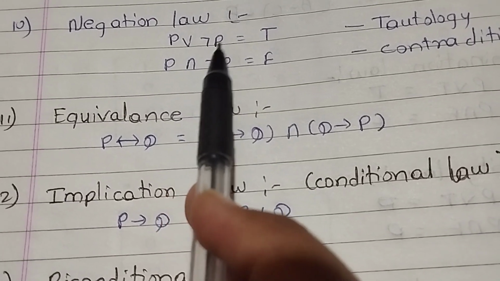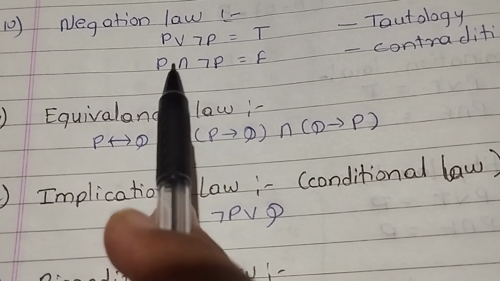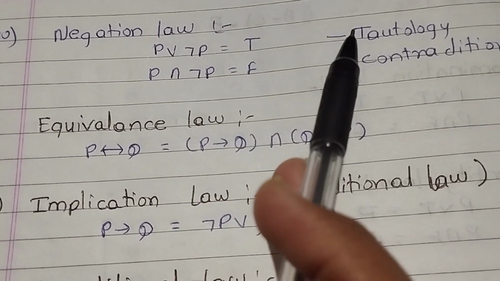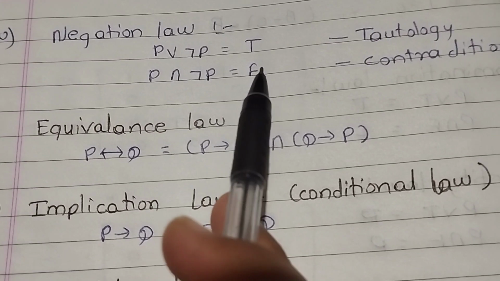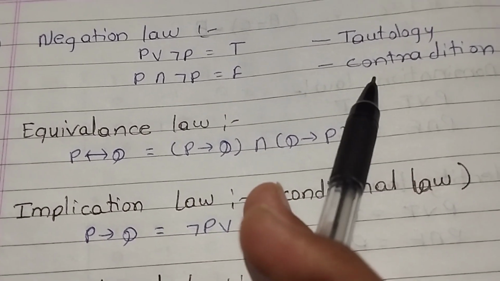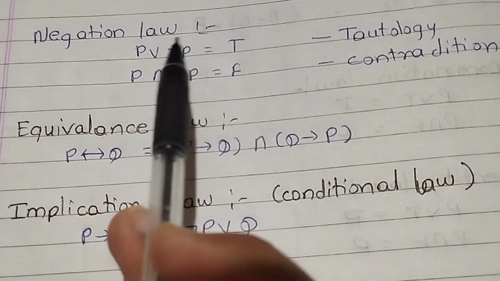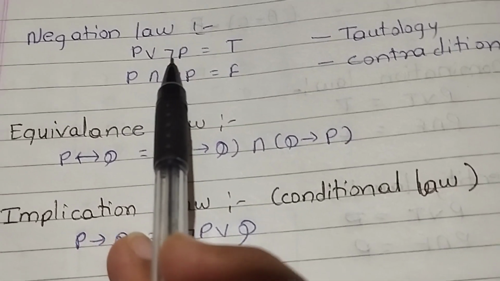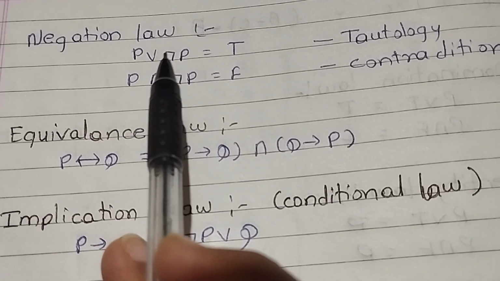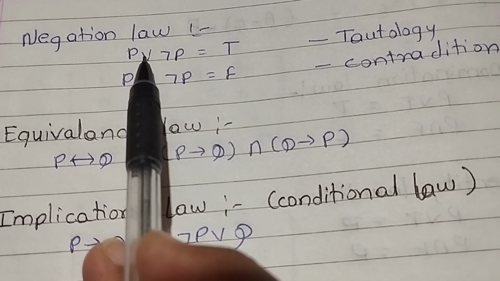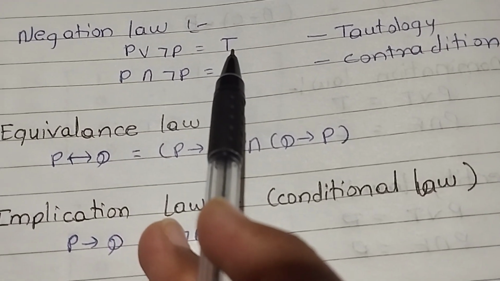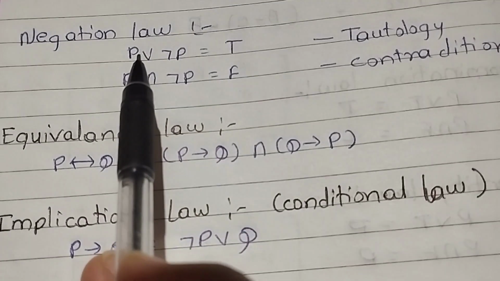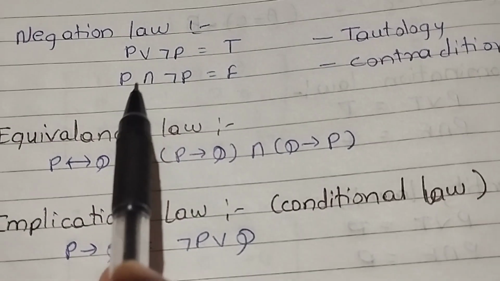P or negation P is equal to T, or P and negation P is equal to F. If the result is T, then we call it a tautology, and if the result is F, then we call it a contradiction. Now we check the result. Suppose we put P as T, then T or negation P, the negation of P is false. Then T or F is equal to T, because we know F or F is equal to F, otherwise all are T. So T or F is equal to T.